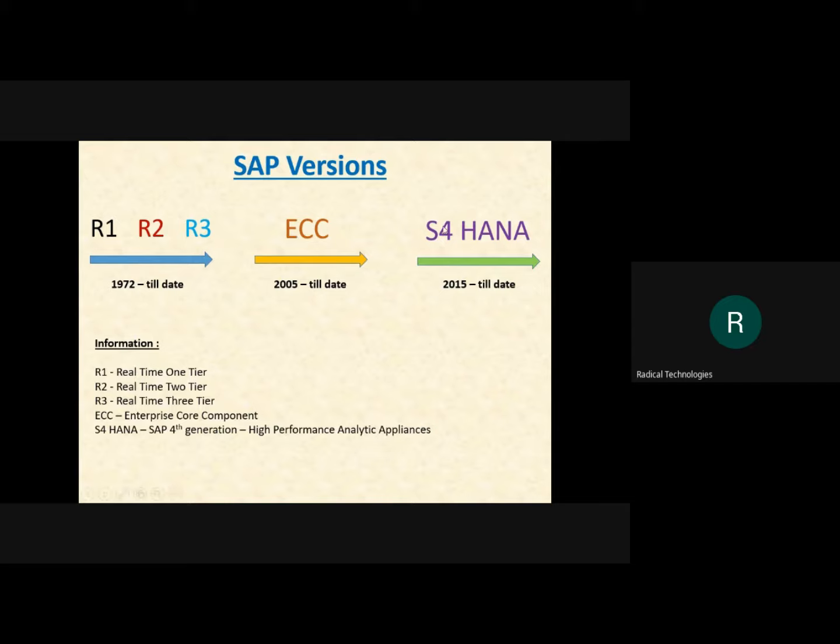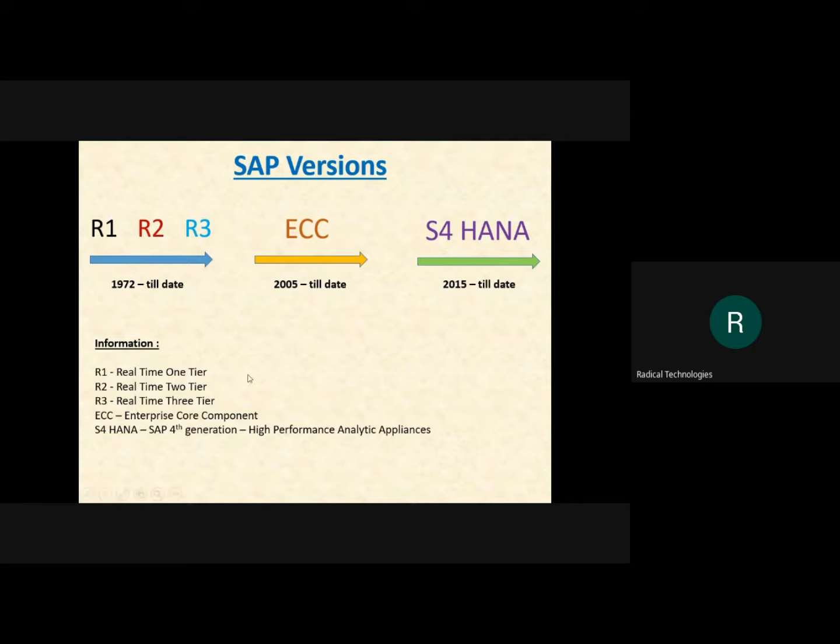S4 HANA is the new version introduced in the current market, from 2015 onwards. SAP is still introducing many versions under S4 HANA: the 2015 version, 2016 version, 2017 version, 2018. Now currently 2021 also we have. Currently we are in 2021.